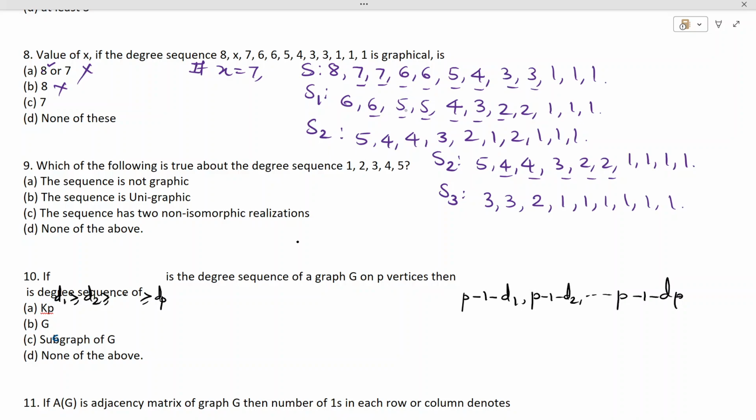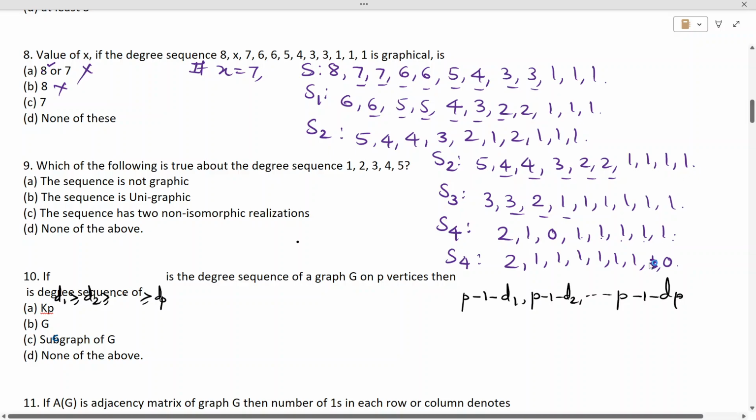So let us check whether I can draw this. I am again applying the Havel-Hakimi algorithm to S3, and we get S4: 2, 1, 0, 1, 1, 1, 1, 1. Here 1 is appearing 6 times. So I am cancelling the 1s here, leaving 1, 2, 3, 4, 5, 6 and 0.